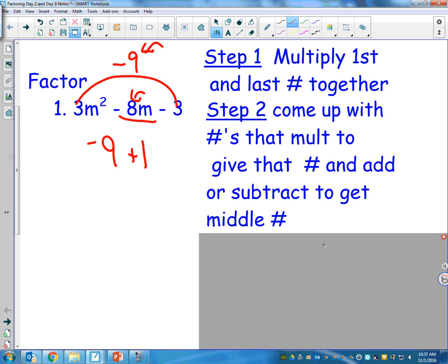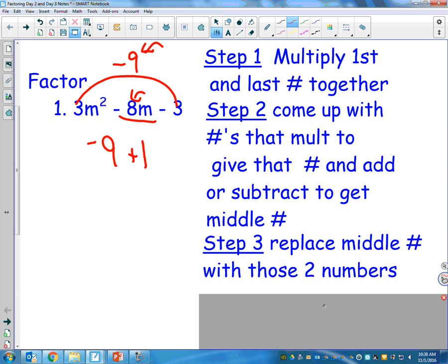2 points. Yeah. So now what we're going to do is we're going to take this trinomial that has 3 terms and we're going to make it into 4 terms. So step 3 is you're going to replace the middle number with the 2 numbers you came up with, which I've kind of already done, except for I need to put an m with it. So I'm going to say -9m plus 1m. And it's okay because that equals -8m. I haven't really changed anything.